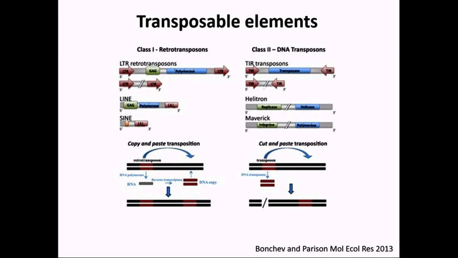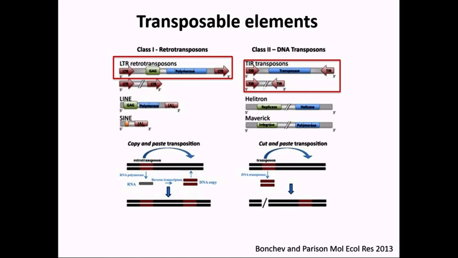So these retrotransposons need an RNA intermediate. They need to be expressed in order to move. The DNA transposons don't need to be expressed. They utilize a DNA intermediate. Okay? A functional protein has to be made to help them move. I will mostly talk about the LTR retrotransposons and the TIR transposons today.